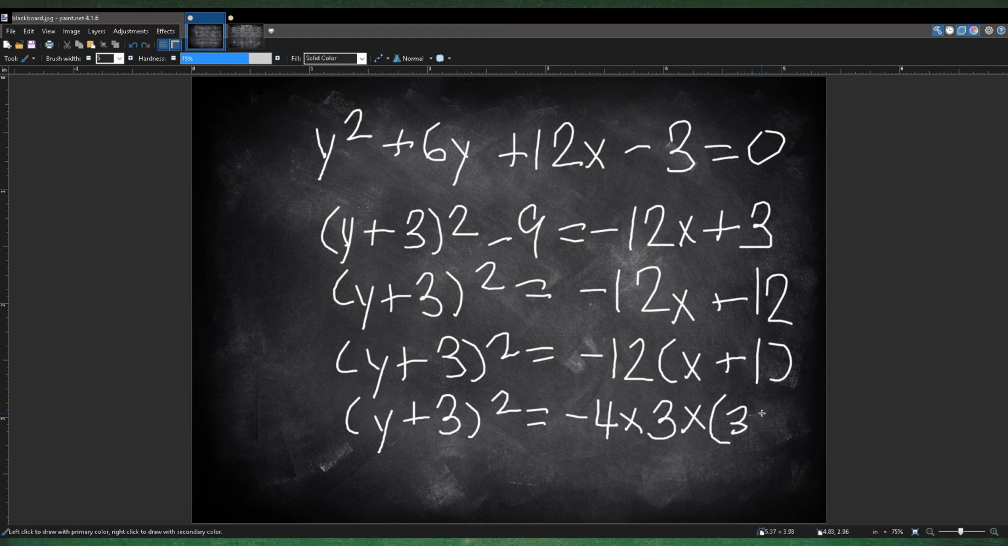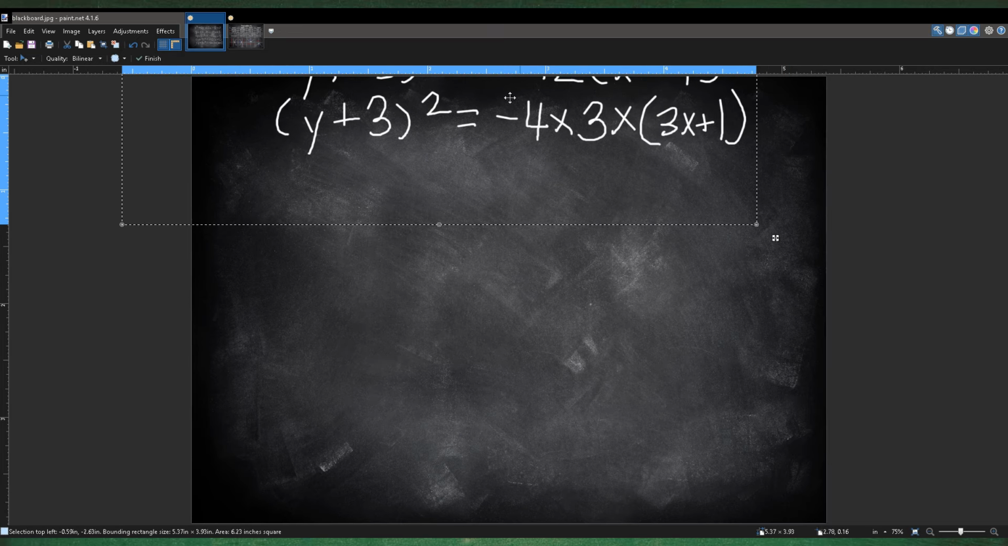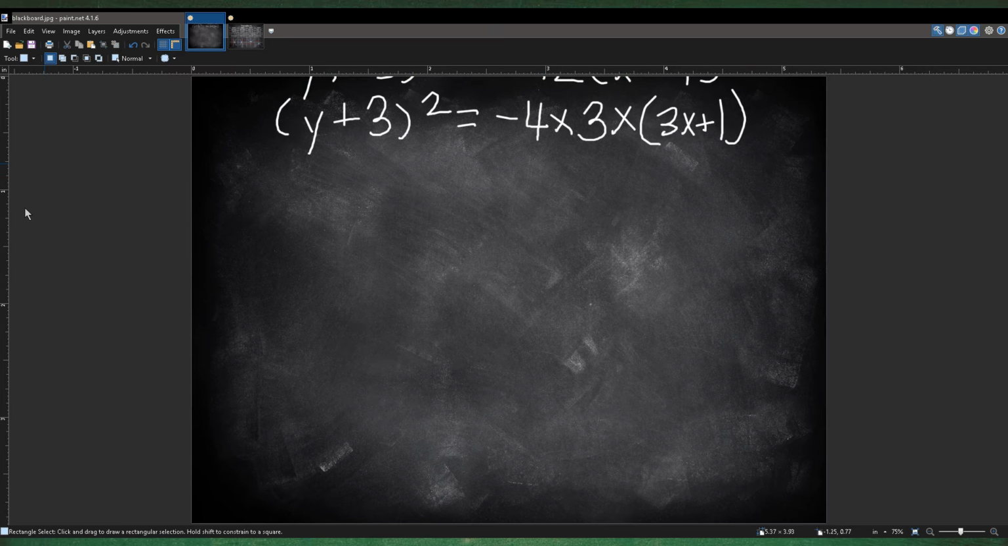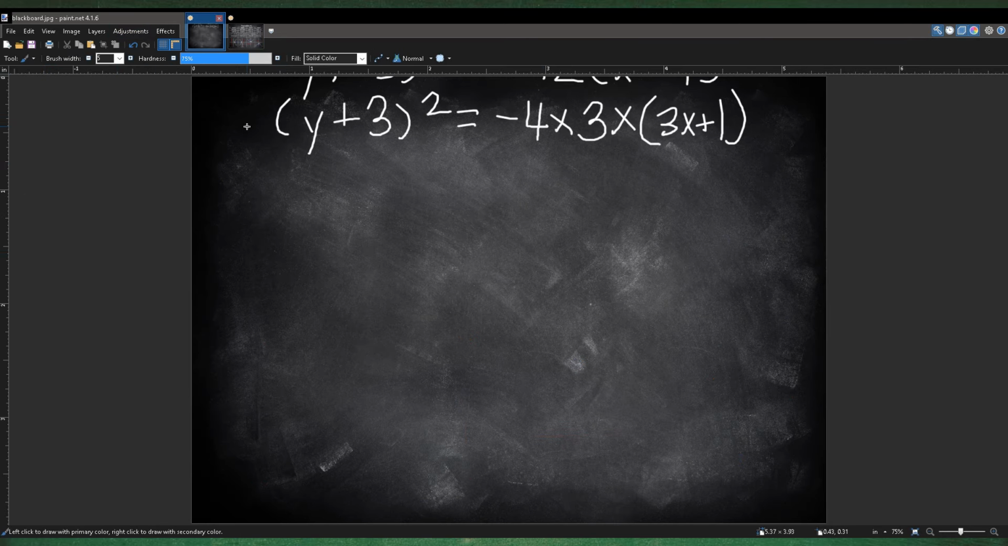Give myself a little bit more room. Okay, so that's basically what we have. That's our first step: we've got to simplify it to a general equation. So we're just going to use one of these cases. You don't really have to think about looking at the picture all the time.